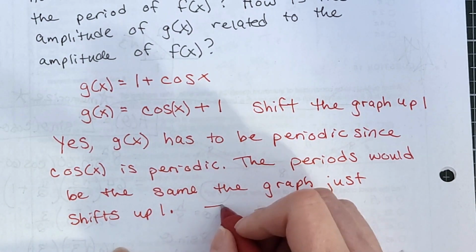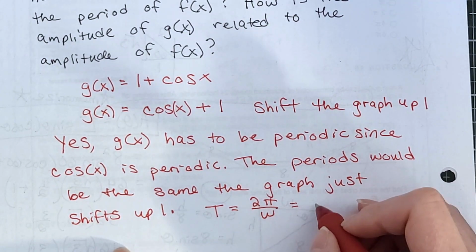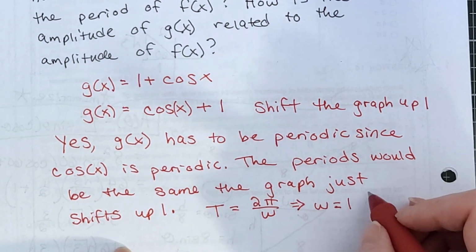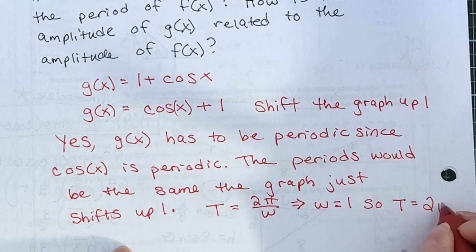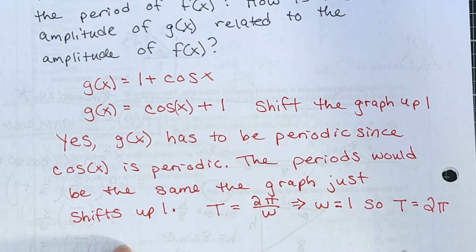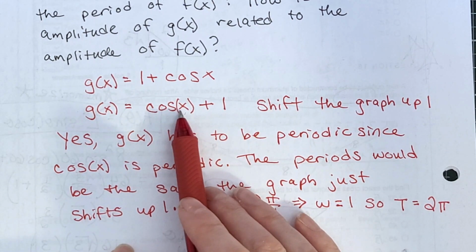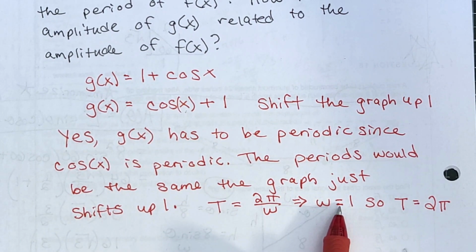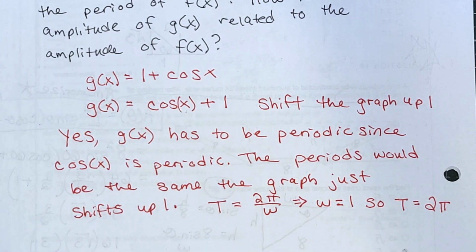Okay, so your formula for that would be T equals 2 pi over w, and w would equal 1. So your period, which would be your T, would be just plain old 2 pi. If you wanted to derive it and prove it, that is how you would do that, okay? Because if you look right here, there's no number there, so that has to be the 1, okay? So the amplitude of f of x would be 1, and if you look at the amplitude on this one, it's 1, so they're both the same.